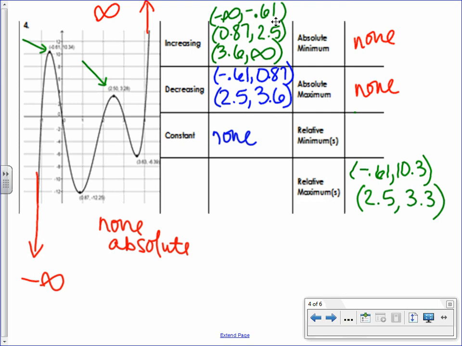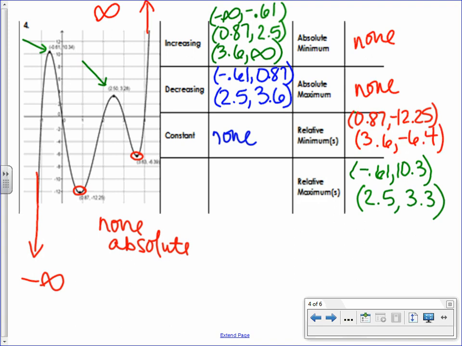Now I come back and I look at my relative minimums, which are going to be right here and right here. So the coordinates of my first relative minimum are 0.87, and let me see, it goes down to about negative 12.25. There's one. And then my second one is going to be at about 3.6, and the y is about negative 6.4.